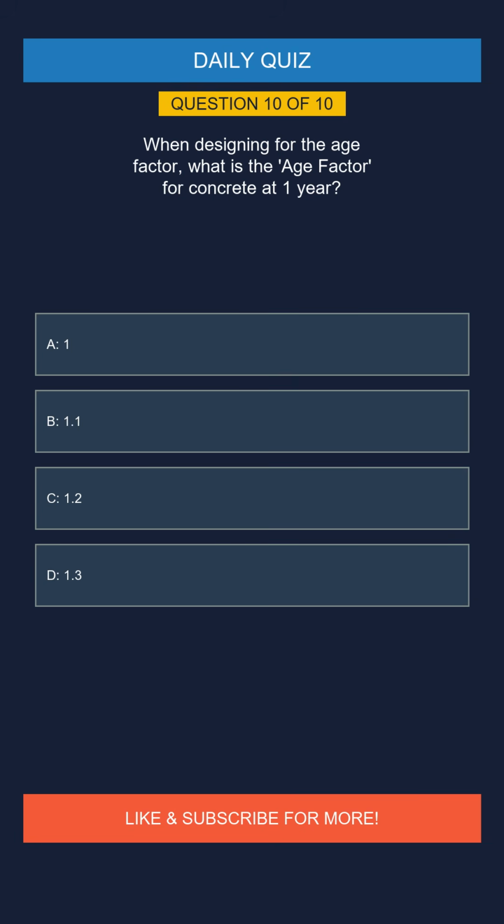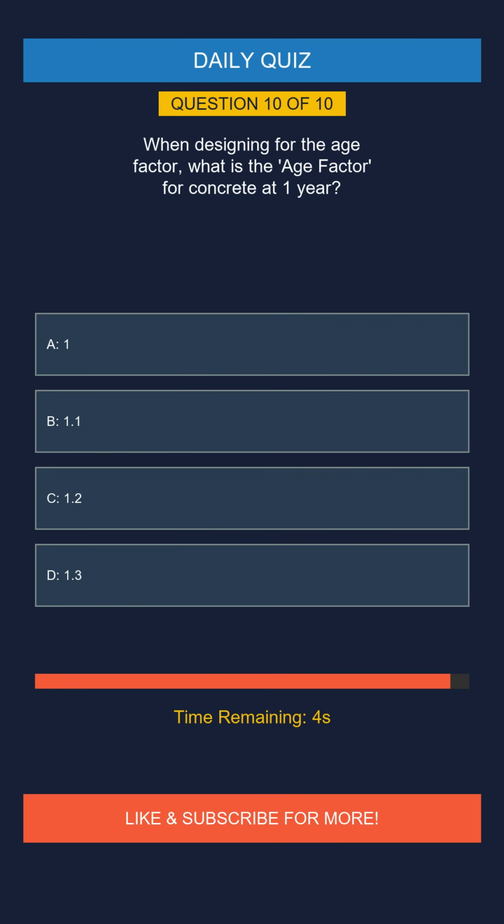Question 10. When designing for the age factor, what is the age factor for concrete at 1 year? Option A, 1. Option B, 1.1. Option C, 1.2. Option D, 1.3.